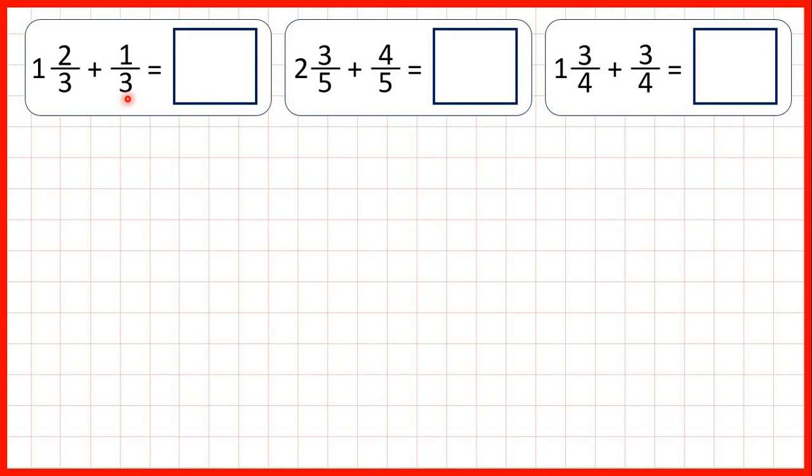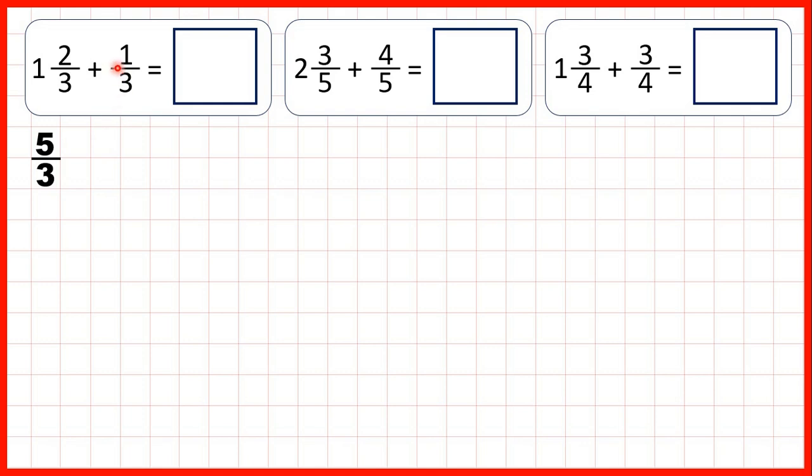Now we're adding a fraction to a mixed number, but this time we're going to get our answer by first changing the mixed number into an improper fraction. So first we have 1 2/3 plus 1/3. 1 times 3 is 3 plus 2 is 5, so that's our numerator and the denominator stays the same. So 1 2/3 is 5/3 as an improper fraction.